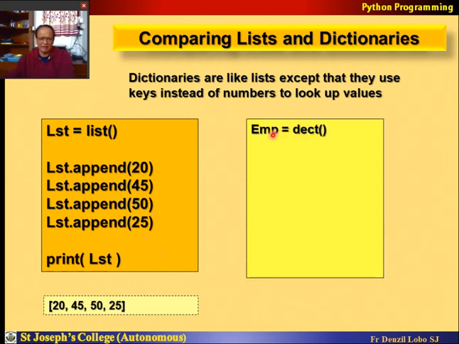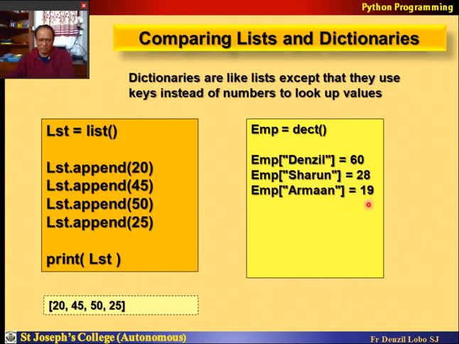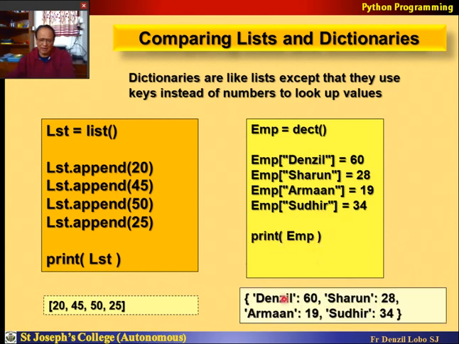I create an empty dictionary of emp, employees. Then I assign a value to each key: 28 to Sharon, 19 to Arman, and 34 to Sudhir. And print emp, and immediately it prints the content of my dictionary. As you see here, you have curly brackets, and here you have square brackets. So this is a list, and this is a dictionary. You see the comparison between these two, how to assign values. In the case of a list, I use the append method, which comes along with the list data type. Here I assign to each of these keys the corresponding values.